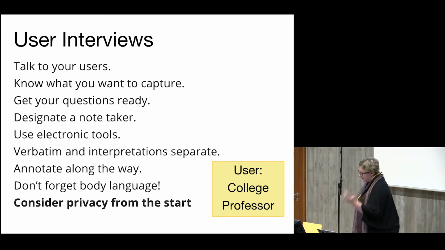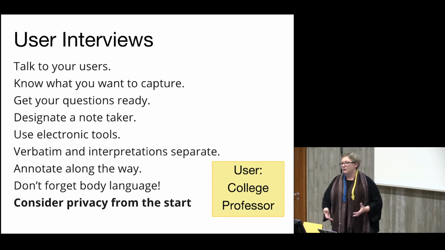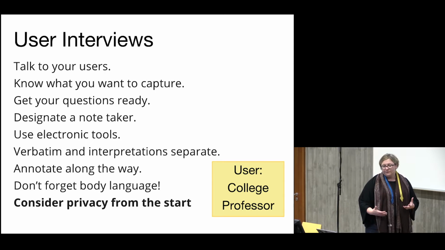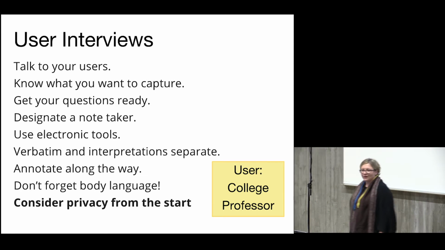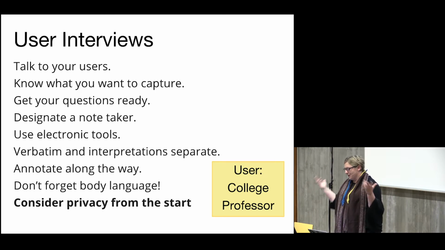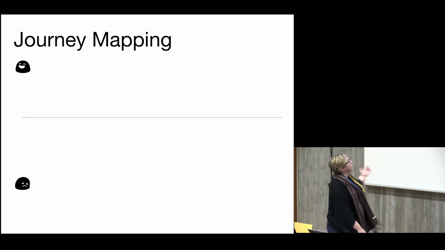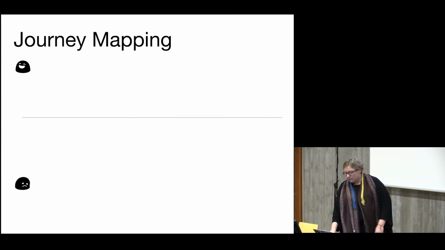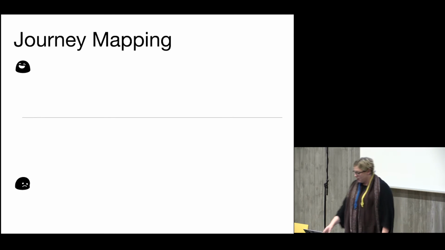And also consider privacy from the start. If somebody's talking about something intimate, like a situation about security, you don't want to put that in your GitHub repo. Or if they're talking about someone, you want to be conscious of the notes that you're taking and where you're putting them. Journey mapping. This is where you sit down with somebody and basically walk through the usage of your project.